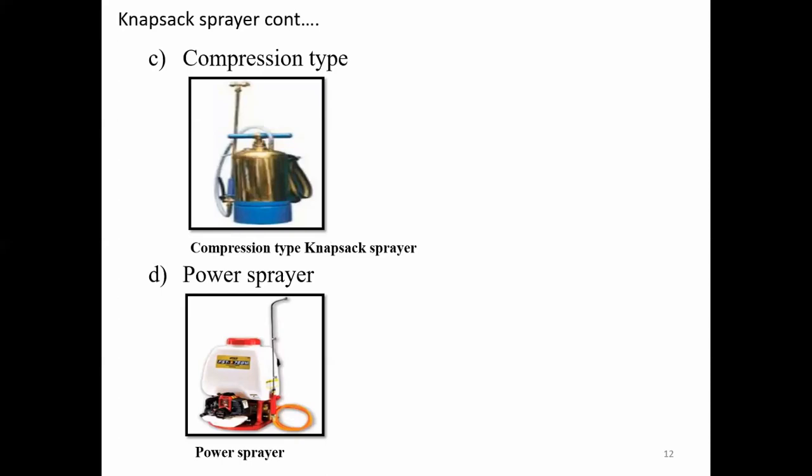And the other one is compression type. This one, the full tank. In case of continuous semi-automatic, the pressure chamber is a smaller one inside the chemical tank. But in case of compression sprayer, the full chemical tank acts as the pressure chamber. And in case of power sprayers, power sprayers normally utilize two-stroke engines. It is driven by the two-stroke engine.